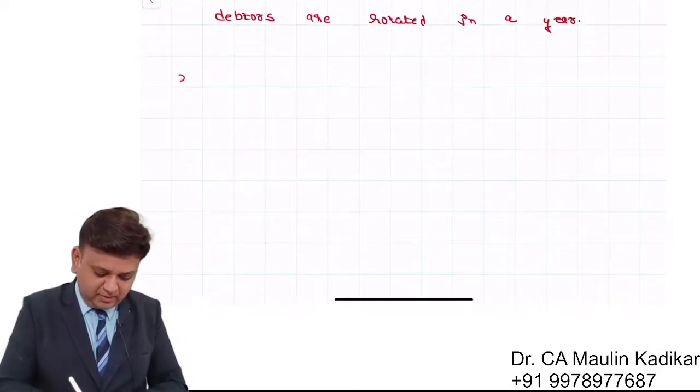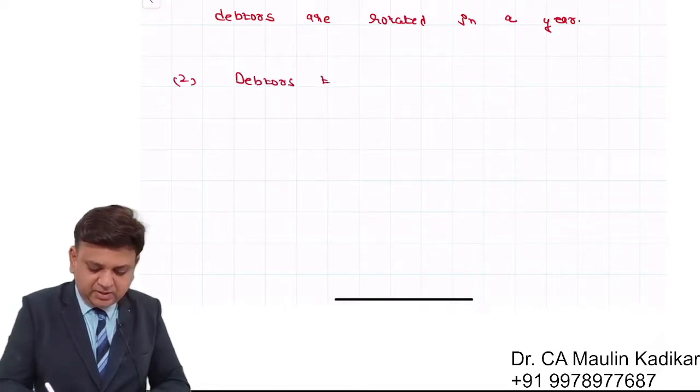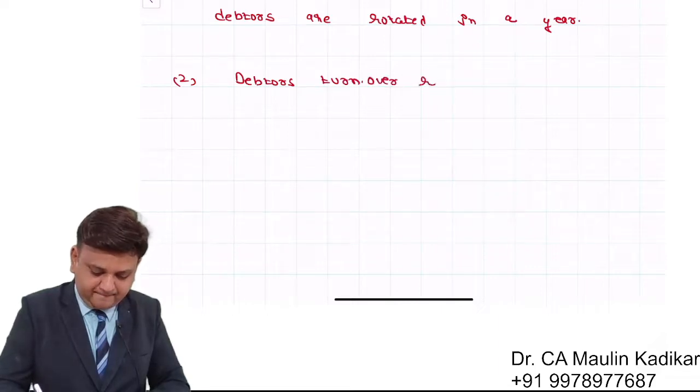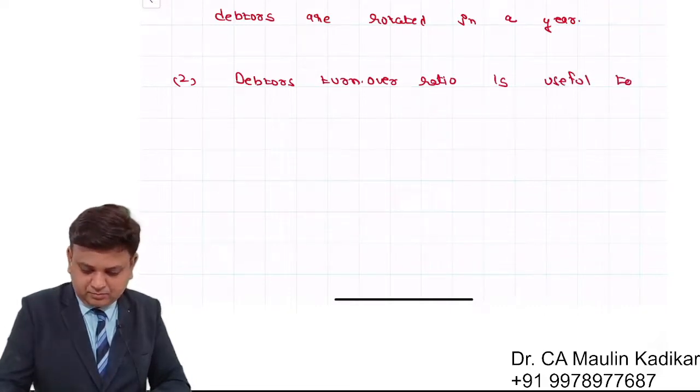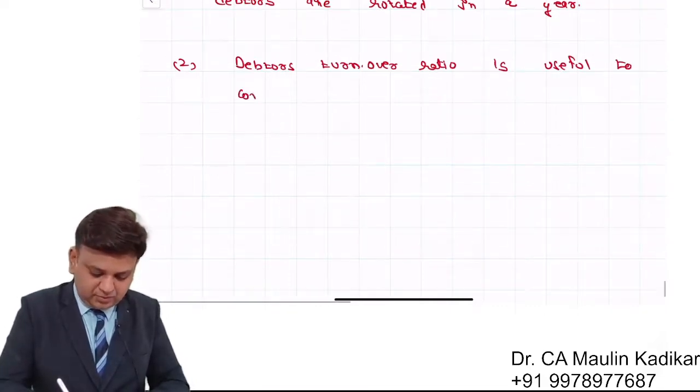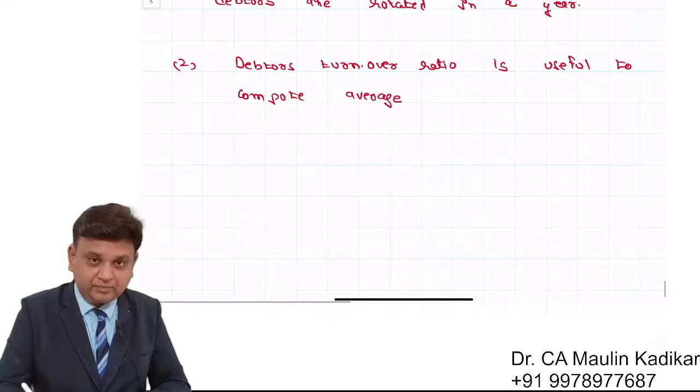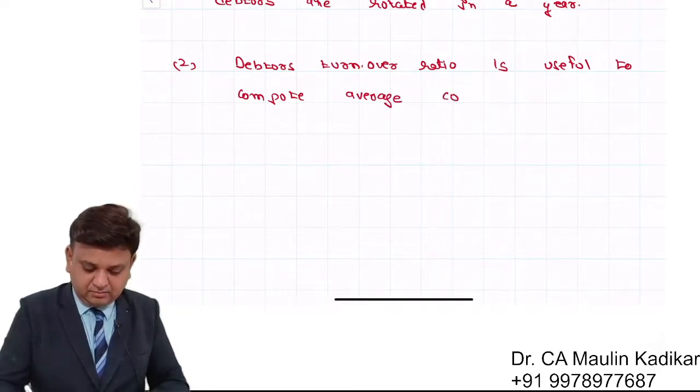Second point, debtors turnover ratio is useful to compute average collection period.